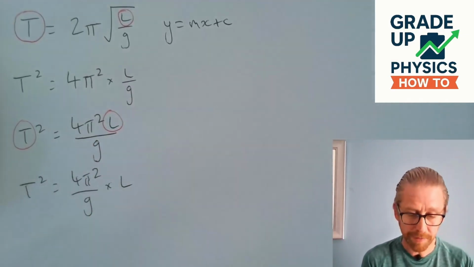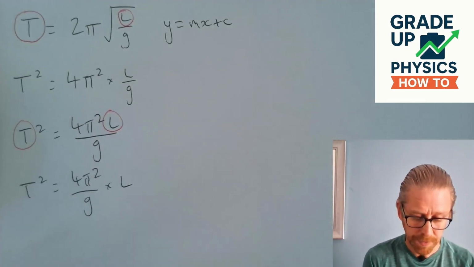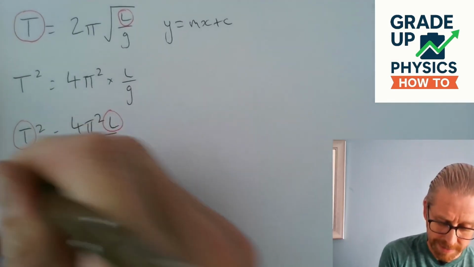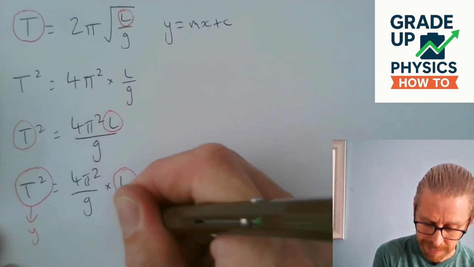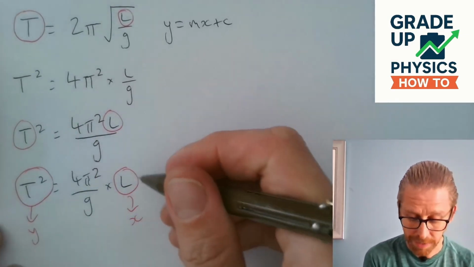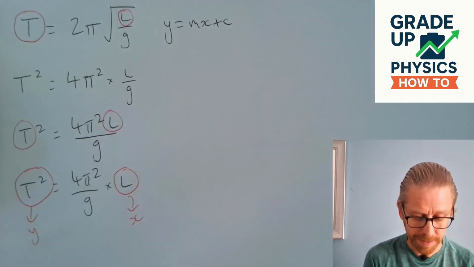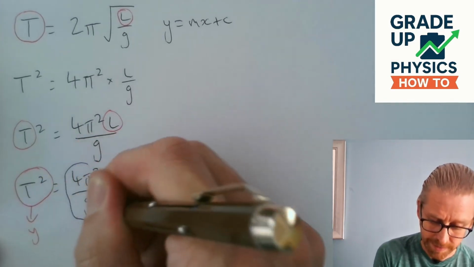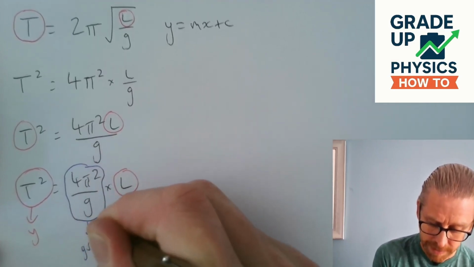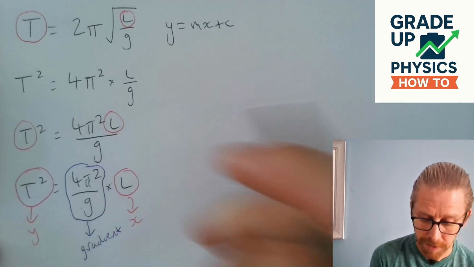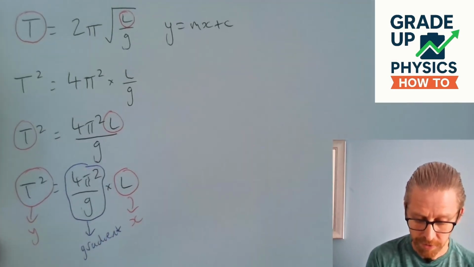So what we now have is this in a situation where we've got our y-axis. We're going to be plotting T squared on the y-axis, and we're going to be plotting length on the x-axis. And then finally, our gradient is going to be this 4 pi squared over g. This is what is going to allow us to work out what the gravitational field strength is.